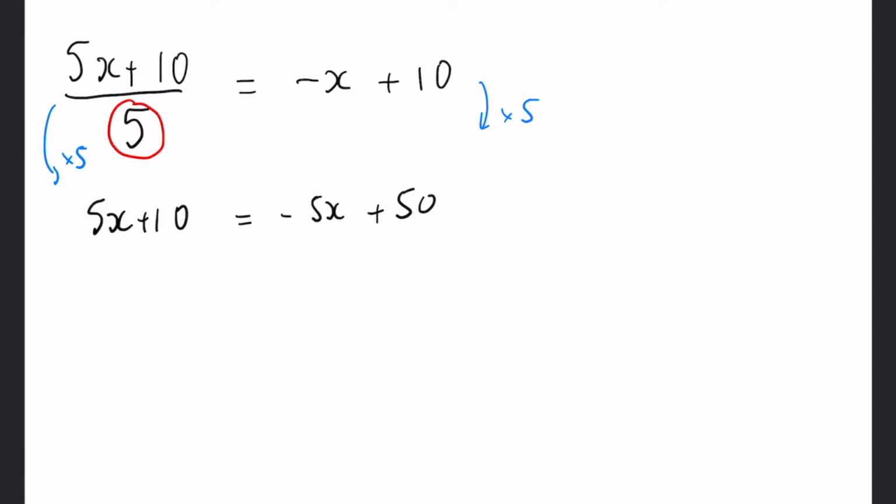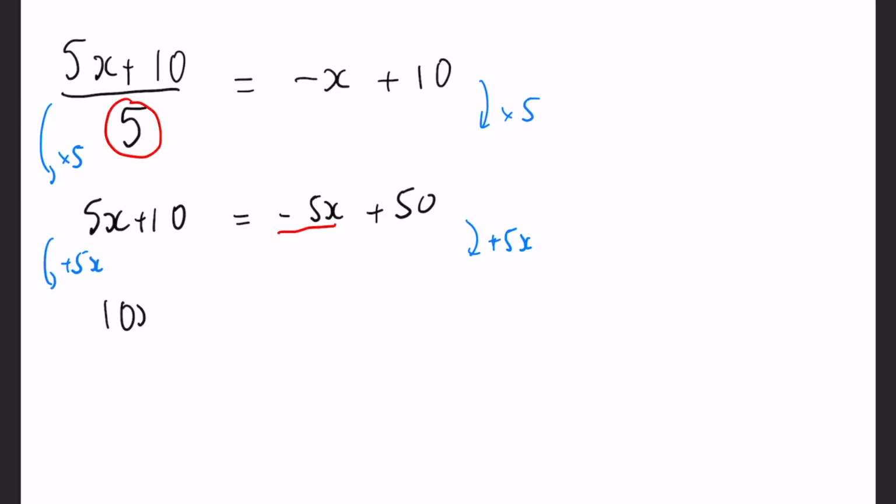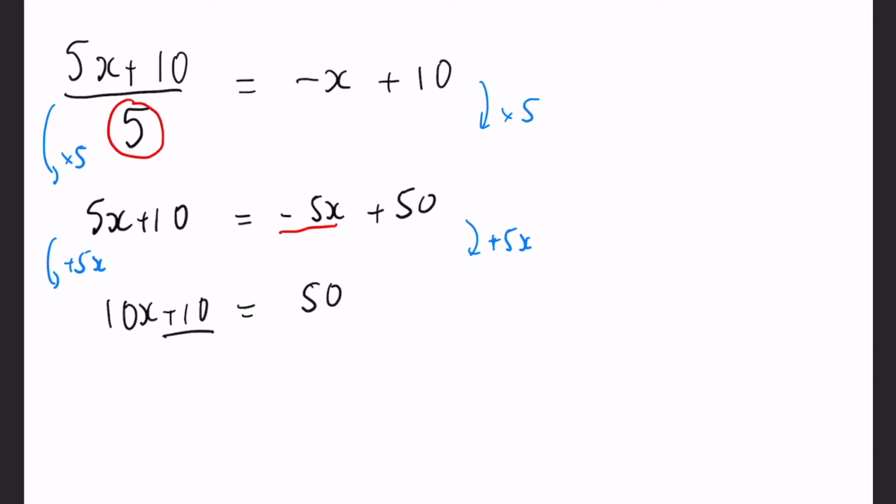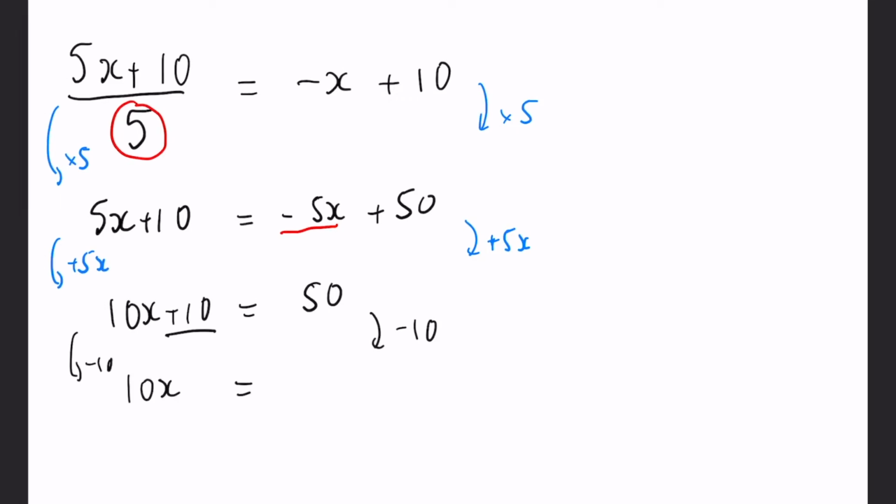Now you can see we've got a situation similar to the last question, and we want to keep the x's positive again. So we need to get rid of this negative x, and by doing that we can add 5x to both sides. So we can add 5x here and here, and that will leave us with 10x plus 10 equals 50. We see this plus 10 here, we can subtract 10 from both sides. 10x equals 40, and then divide that by 10, x equals 4.